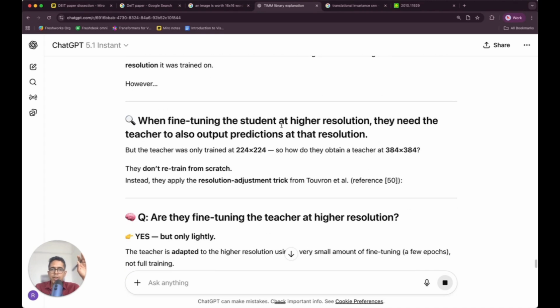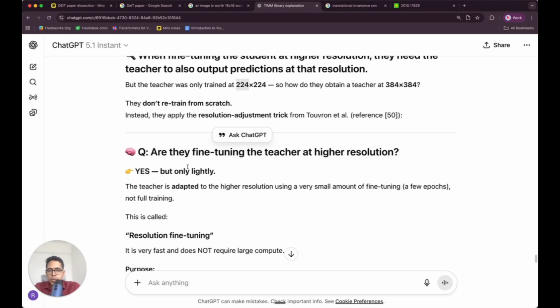However, when we fine-tune the student at a higher resolution, they need the teacher also to output predictions at that resolution. But the teacher was only trained at 224 by 224. So how do they obtain a teacher at 384 by 384? They don't retrain from scratch. Instead, they apply a resolution adjustment trick.